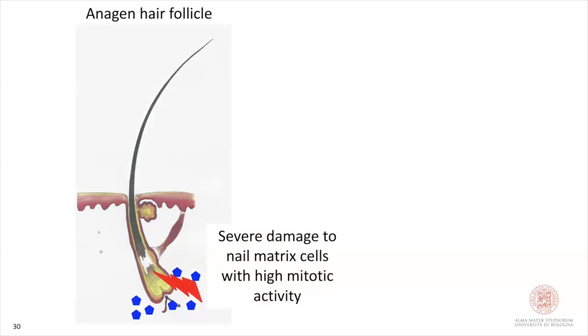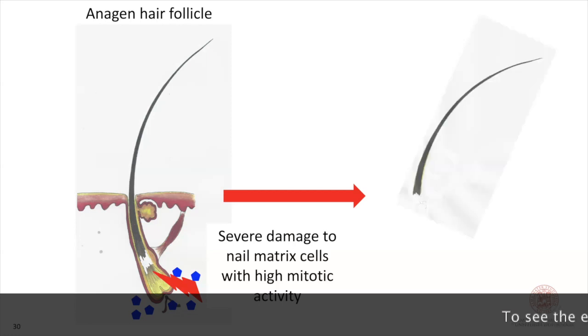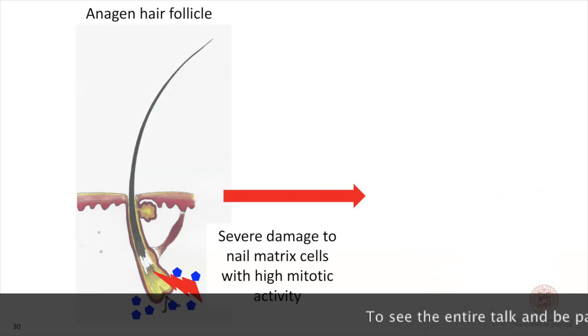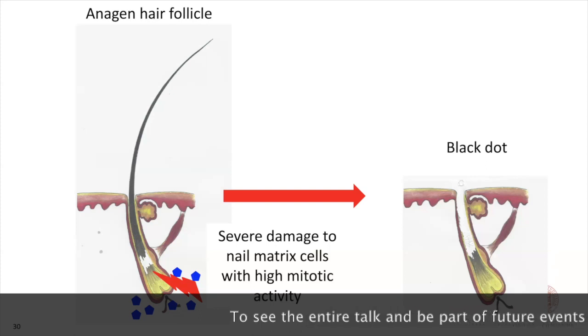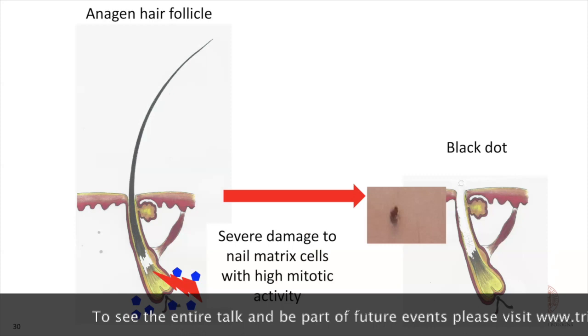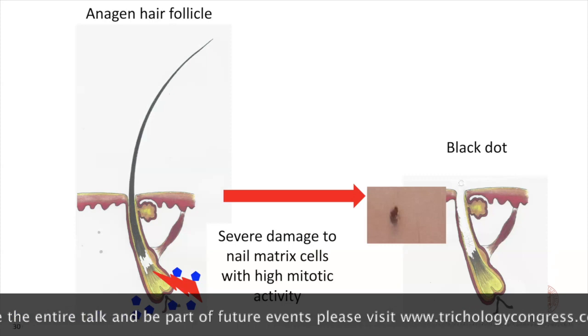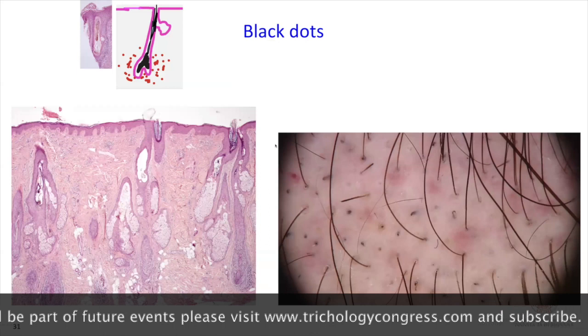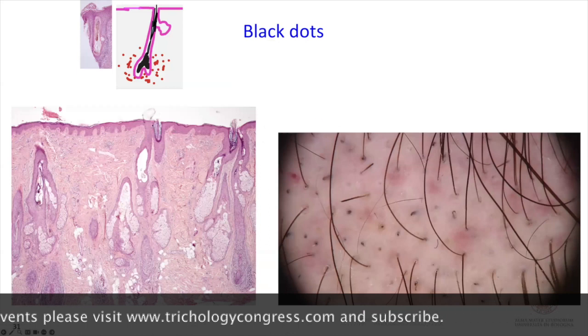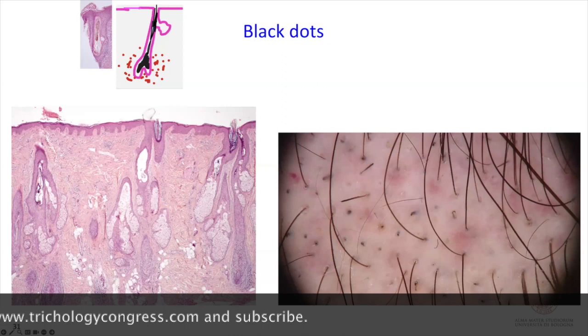Here you see the pathogenesis of alopecia areata and of black dots. The acute damage to the anagen matrix cells, which are actively proliferating, induces a stop of proliferation, detachment of the hair shaft, and remnants of a fragment of the matrix within the follicle. And this is what you see from the outside by trichoscopy. So again, you see the black dot, you see it at histopathology, the remnant of a hair shaft in the follicular ostium, and here you see trichoscopy.